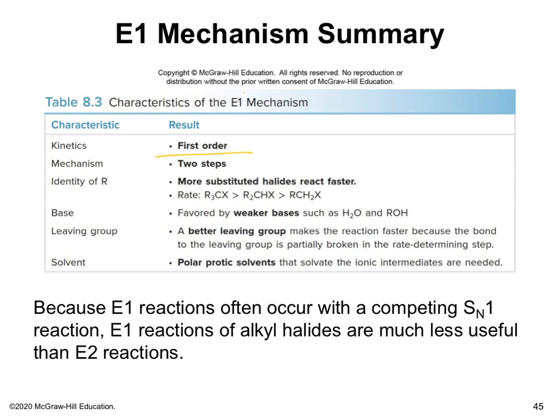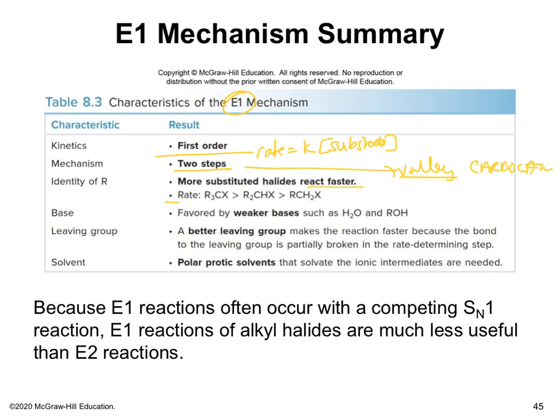It's first order. That's what the 1 means. That's a kinetic rate law. The rate equals whatever your substrate concentration is. There's going to be 2 steps. You're going to have the energy valley and the reaction diagram for your carbocation, and you're going to have to do your carbocation test.